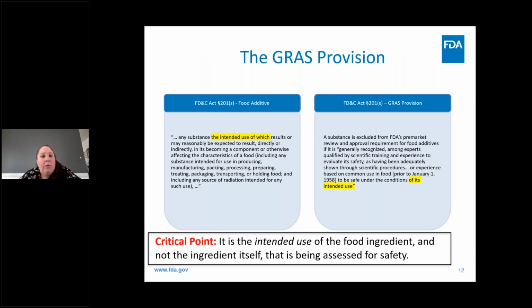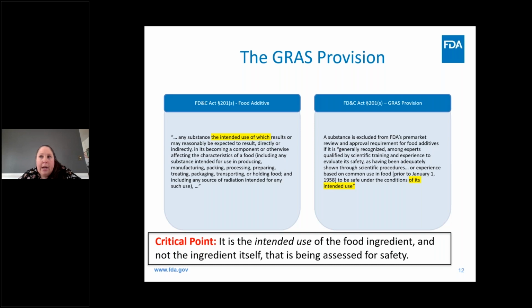So that was a brief overview of the food additive petition process. And again, on the left-hand side, you'll see the definition of a food additive as defined in the Act. But in defining food additives, Congress decided to include an exception for substances for which there is an expert consensus about its safety under provided intended uses. And we call this the GRAS provision, and the language is shown here in the box on the right.